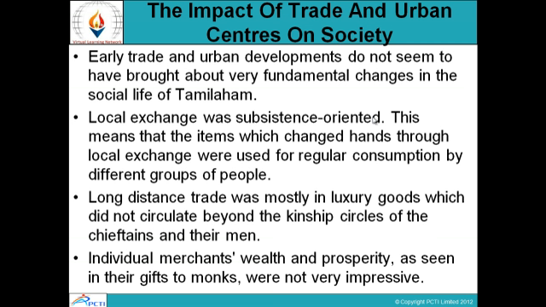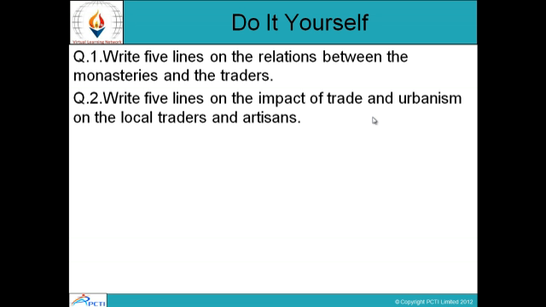So, individual merchants' wealth and prosperity was not very impressive, and local exchange was subsistence oriented. This means that items which changed hands through local exchange were used for regular consumption by different groups. That was all about urban centers and how they developed and their impact.